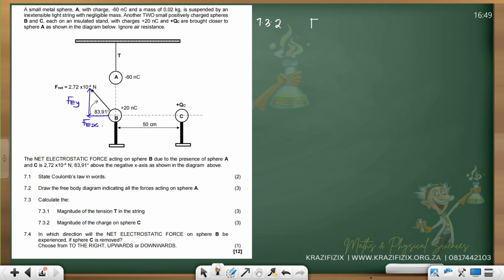So number what? 7.3.2. F equals to what? K QB QC over what? R squared. The question is what is F? It's the horizontal one now. What would that be? 2,72 times 10 to the power negative 4 cos of what? 83,91. What is K? 9 times 10 to the power of what? 9.